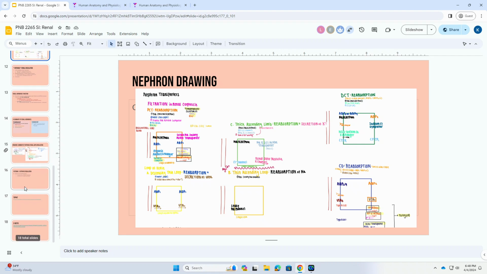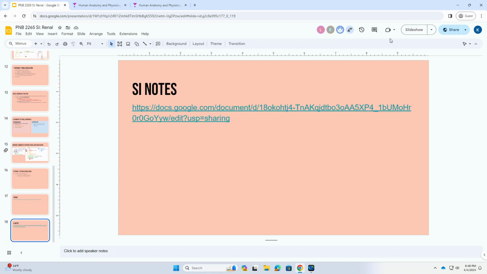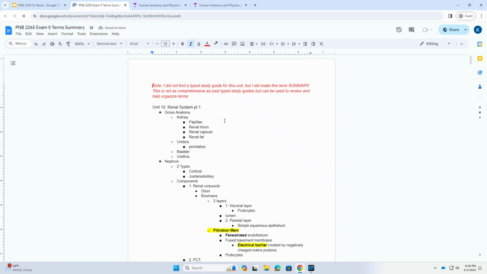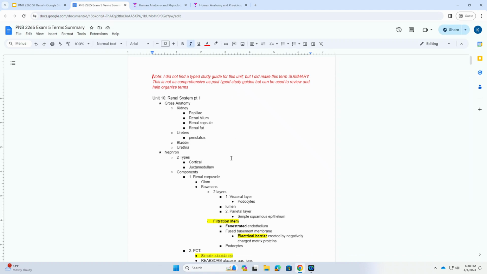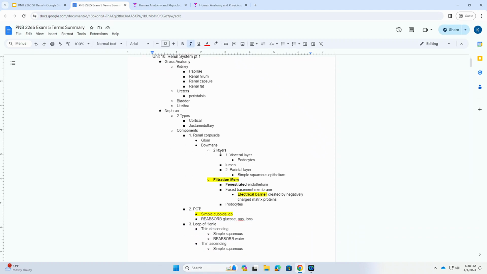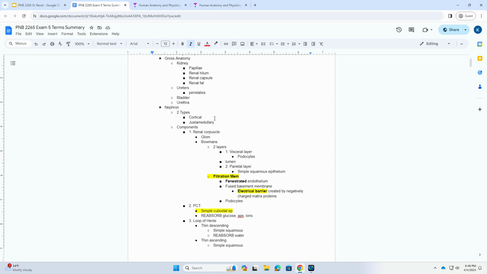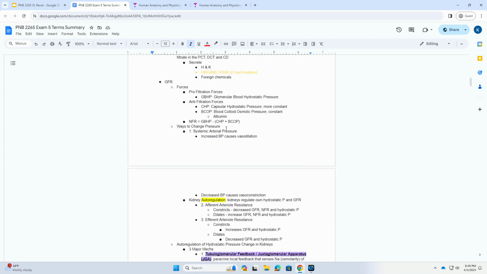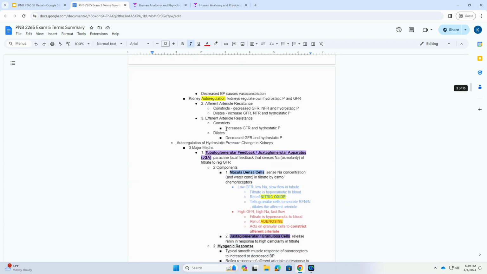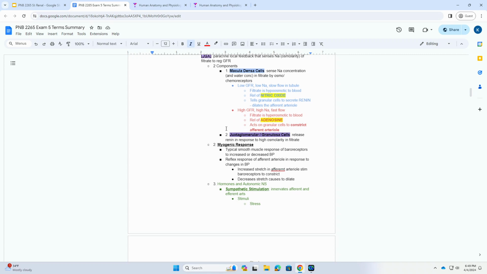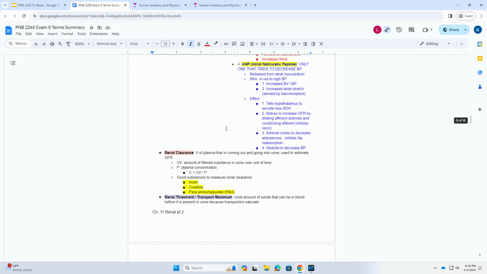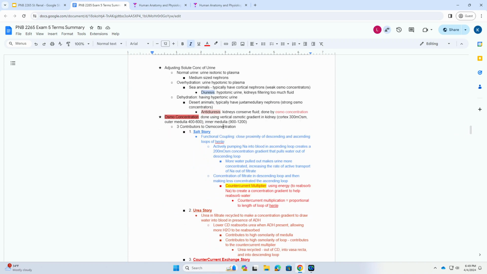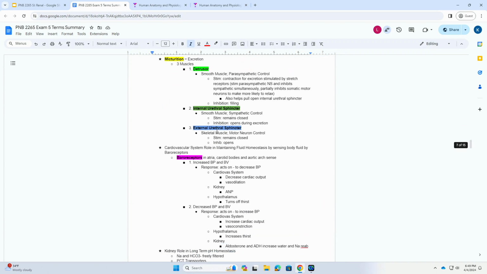And then I have one more thing I wanted to show you. This is the term summary I have. Just looking at it, you can see I just wrote down words. When you're studying, I feel like it helps you group terms together and relate things. So I just wanted to put that up, show you that it's there when you're reviewing.